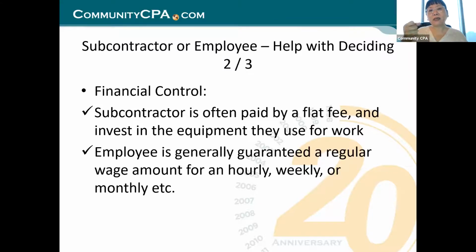Your payment to the subcontractor and the employee, the control is different, and on the spending side, it's also different, right? So this is how you're gonna decide whether you are a subcontractor or you are an employee.